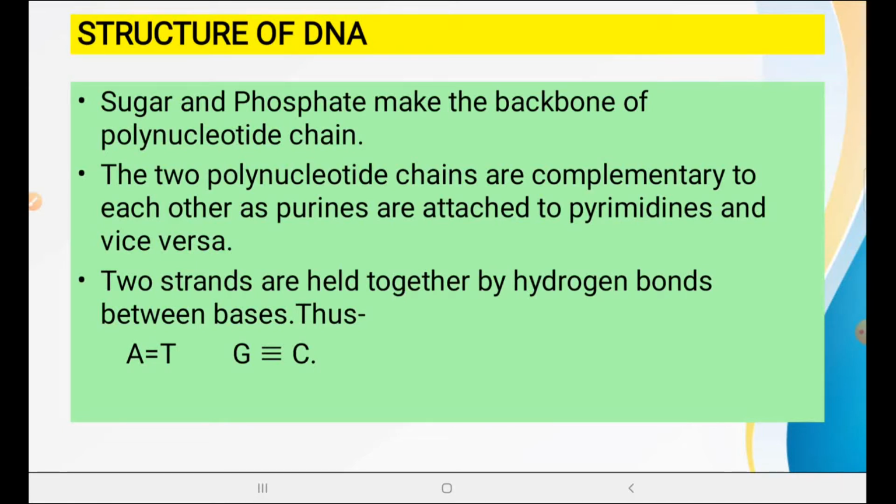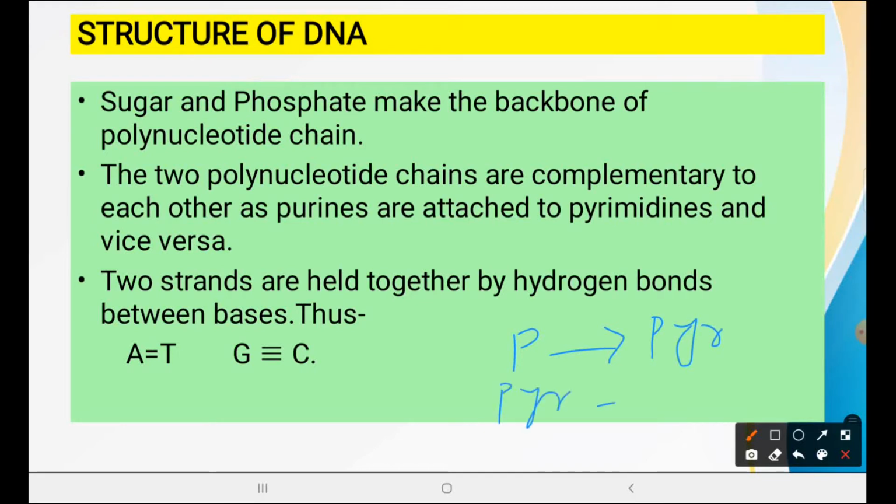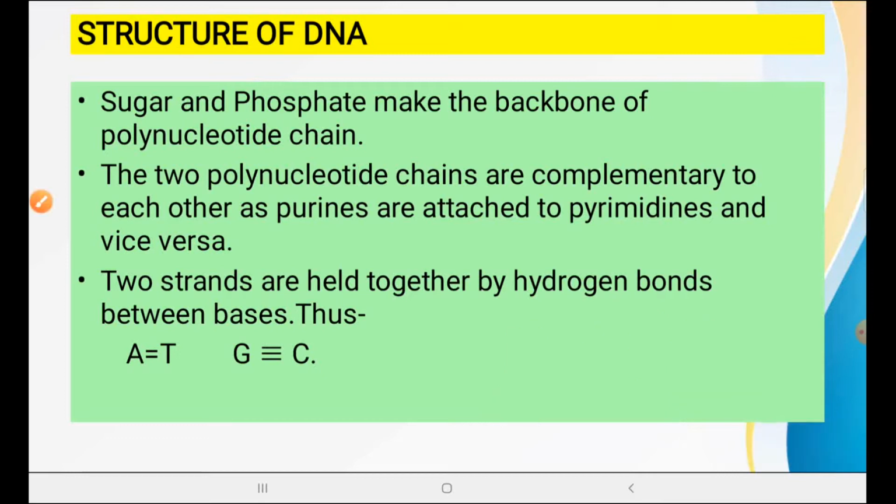Now the two polynucleotide chains are complementary to each other, with purines always attached to pyrimidines and pyrimidines attached to purines. So if there are purines here, it is a rule that there must be pyrimidines on the other strand. If there are pyrimidines here, it is a rule that there must be purines. Got it? Now the two strands are held together by hydrogen bonds between bases. You know, bases are present towards the inner core.